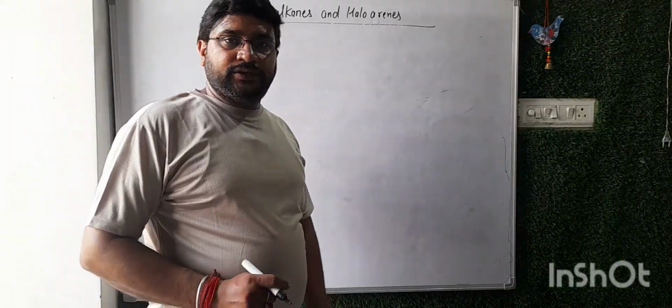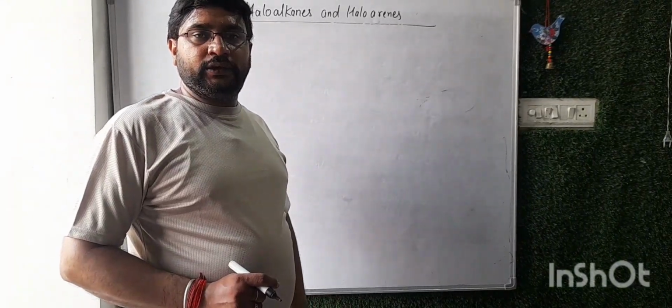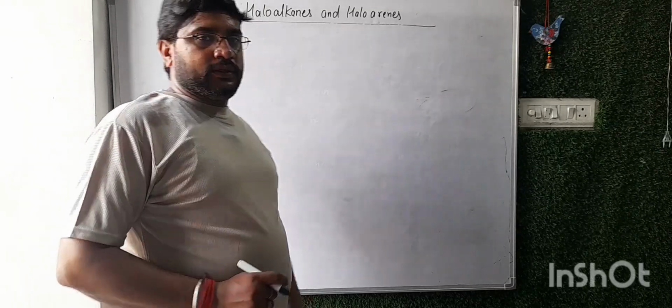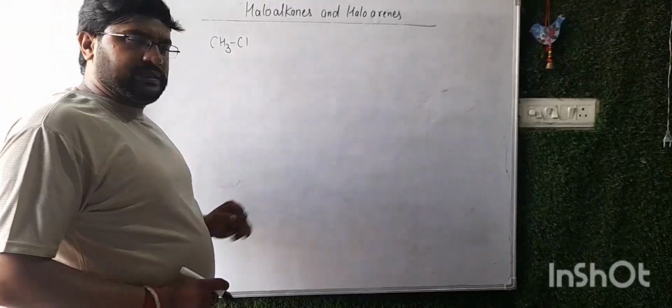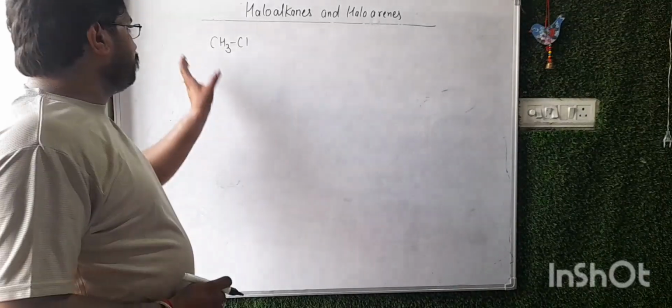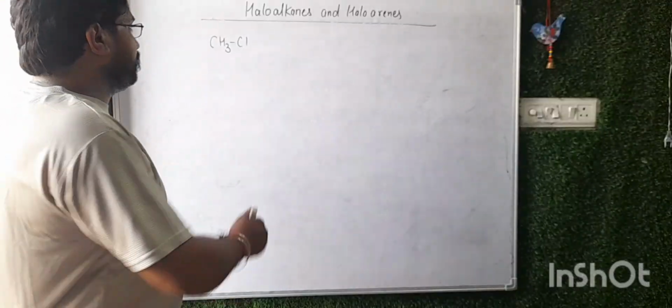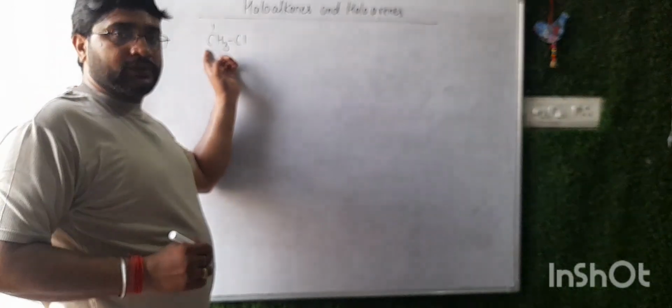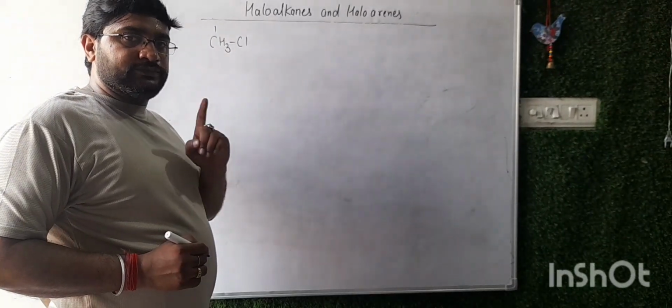Now we have the second video for haloalkanes and haloarenes, chapter number 6, class 12. And here we do some IUPAC naming of haloalkanes. Here is the very simplest haloalkane, having one carbon. So what is the root word for one carbon?